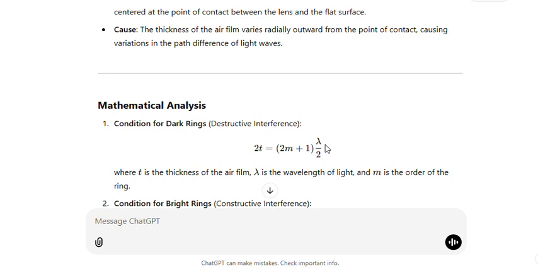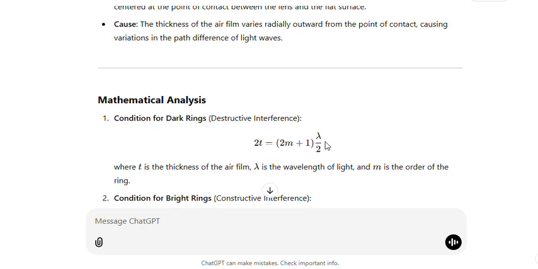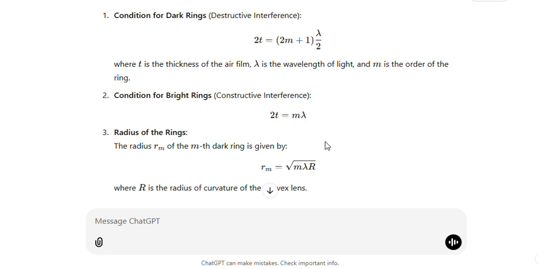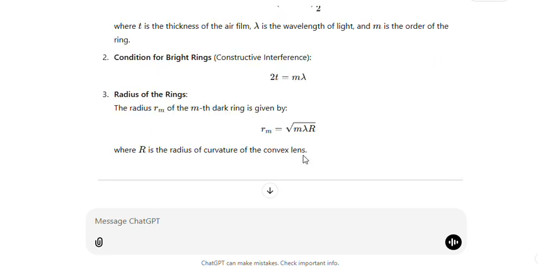Condition for bright rings, constructive interference: 2t = mλ. I think it's the opposite of this. Radius of rings is under root mλR. Okay, cool. Root mλR, huh?